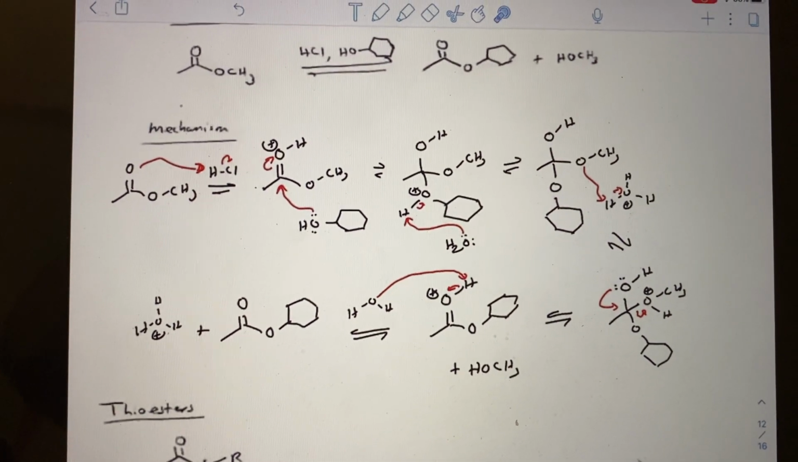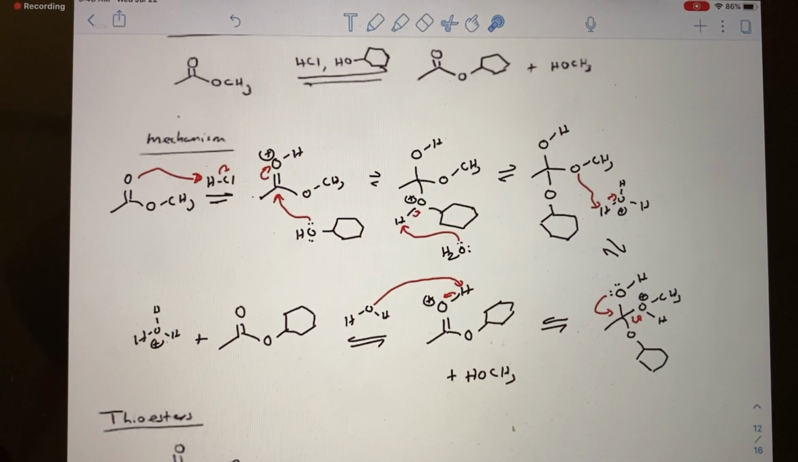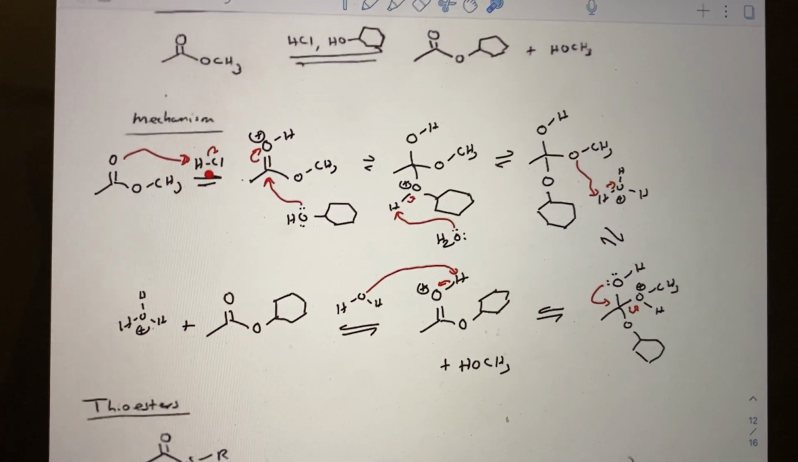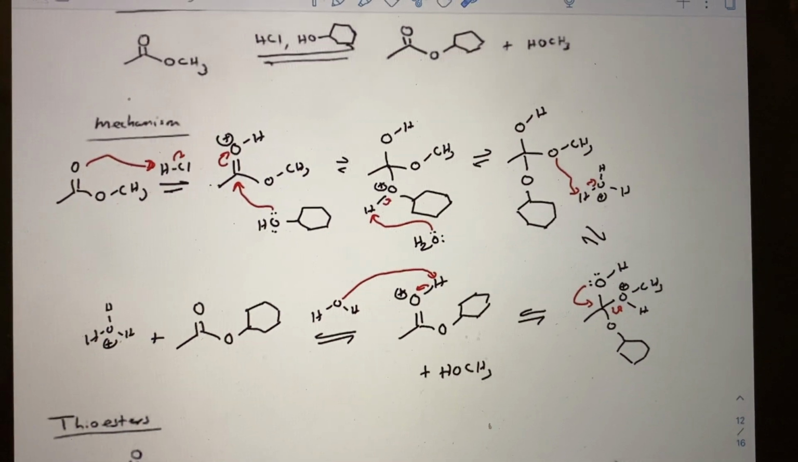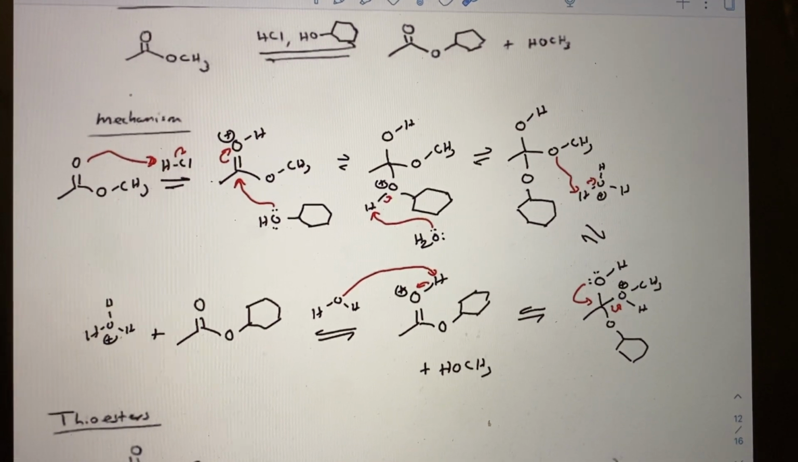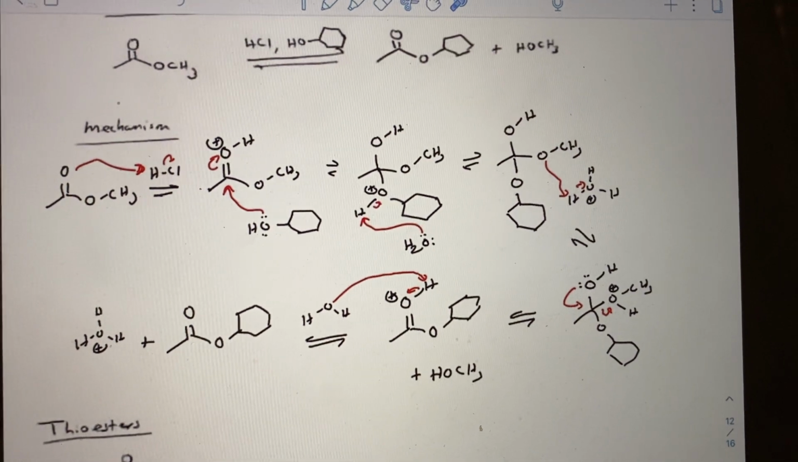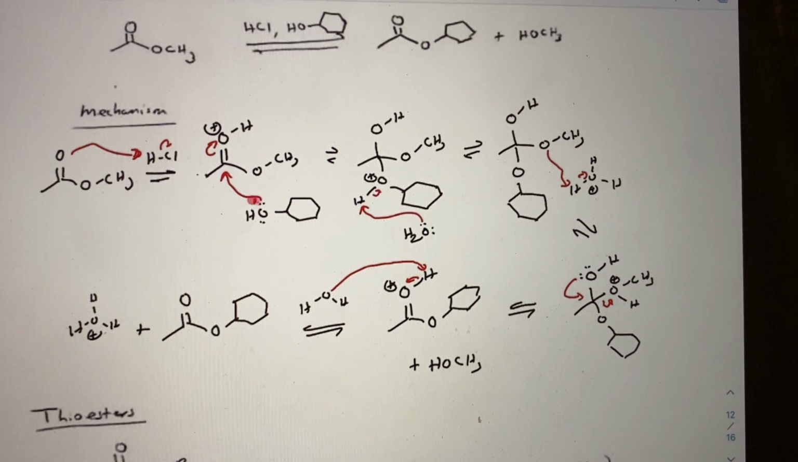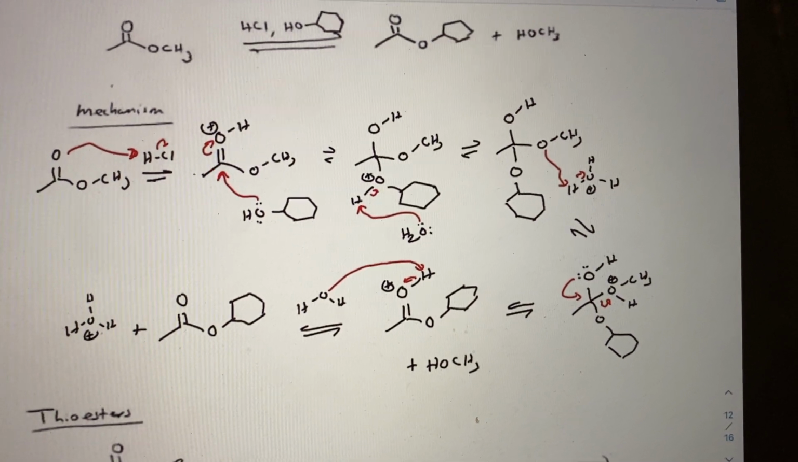So hopefully everyone is coming up with a similar mechanism. Really nothing new, just like what we saw before. This time we happen to have HCl, hydrochloric acid, rather than our generic hydronium ion, but we're going to use this to protonate the carbonyl group, making this carbon much more electrophilic. So our weak nucleophile, this cyclohexanol, can then act as a nucleophile and attack.